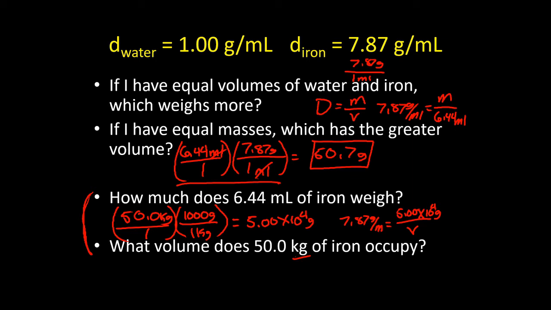So the 5 times 10 to the 4 divided by 7.87 gives us a volume of 6,350, and let's see, I only get 3 sig figs here. So 6,350 milliliters, which, by the way, would also be 6.35 liters. All right. That'll be it for those.